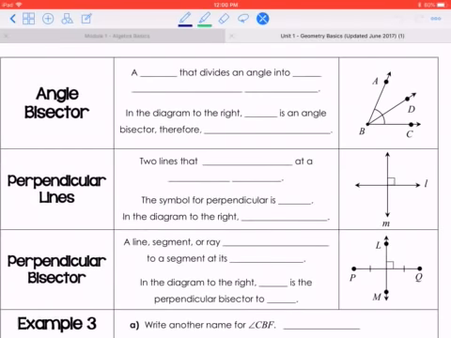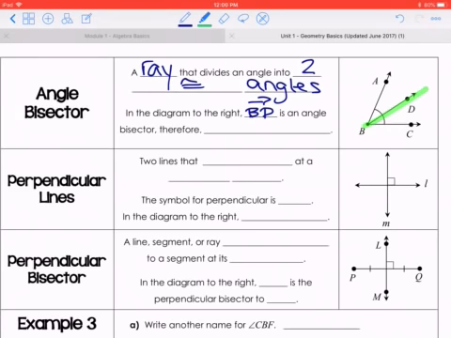So an angle bisector, now we've already talked about bisecting a little bit when we were talking about midpoint. An angle bisector is a ray that divides an angle into two congruent angles, okay? If something is being bisected, it's breaking it up into two equal parts. So in this picture to the right, we would say that ray BD, I'm going to put an arrow up here and highlight it, this right here is your angle bisector.